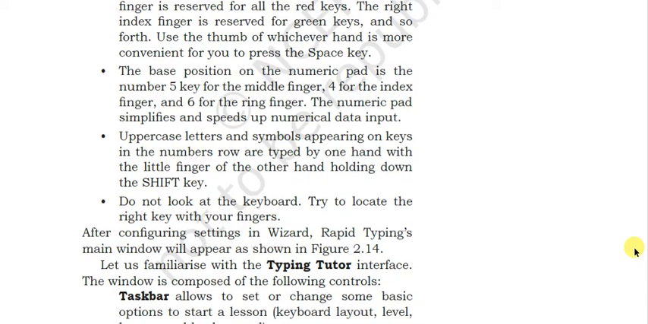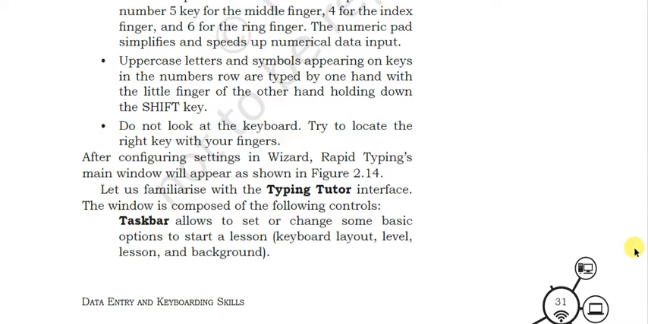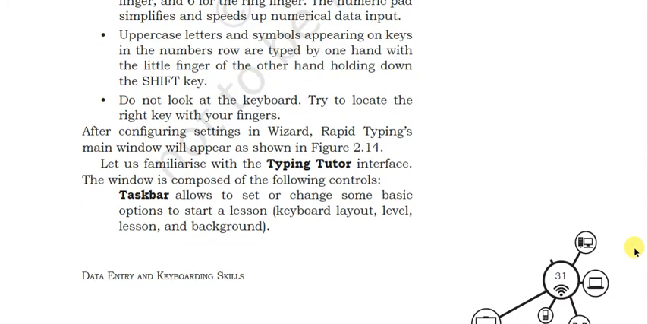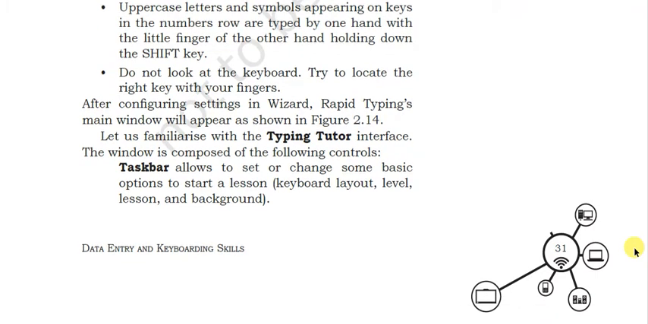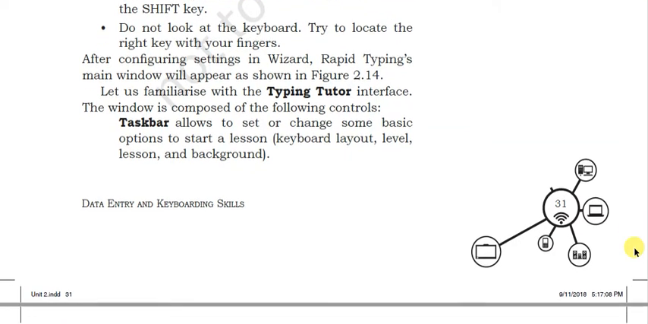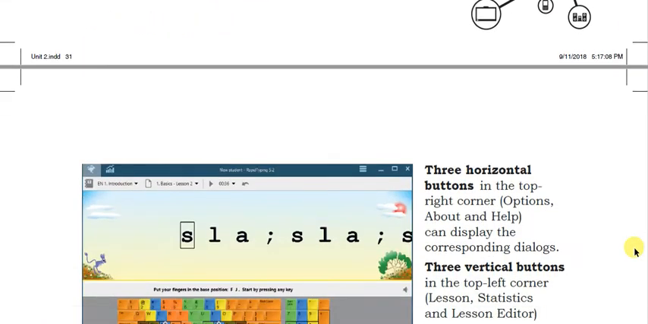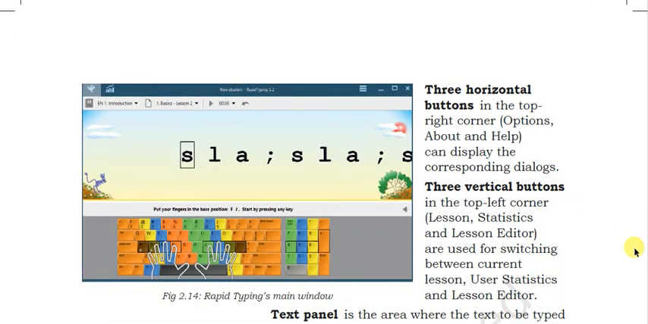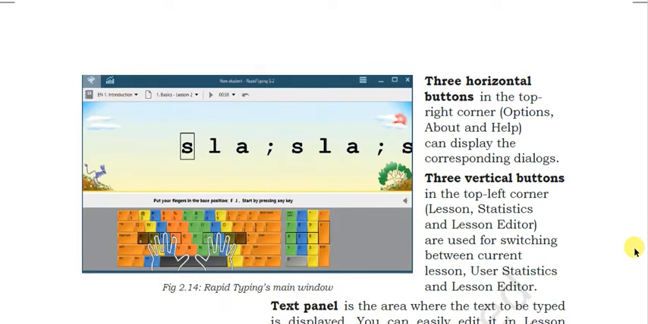Now, after configuration in the wizard, Rapid Typing's main window will appear as shown in figure 2.14. Let us familiarize ourselves with the typing tutor interface. First you have to download this software and install it. The taskbar allows you to set or change some basic options to start a lesson: keyboard layout, level, lesson and background. Three horizontal buttons in the top right corner, options, about and help, can display the corresponding dialogues.